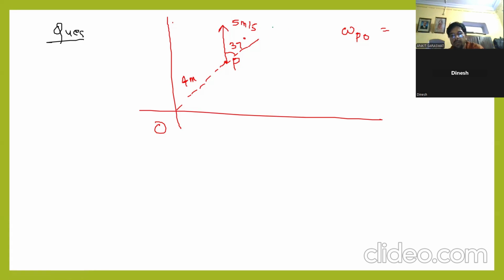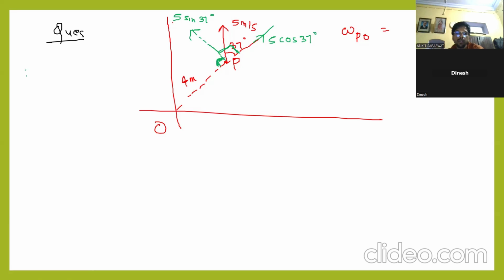One component of this will be 5 cos 37. Then the other component will be 5 sin, like this now. Both components must be perpendicular. So this is the only component of velocity that is perpendicular to R.